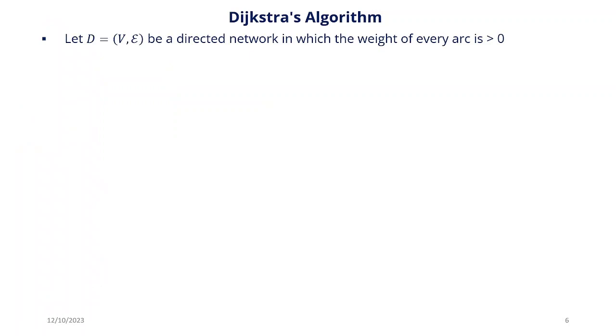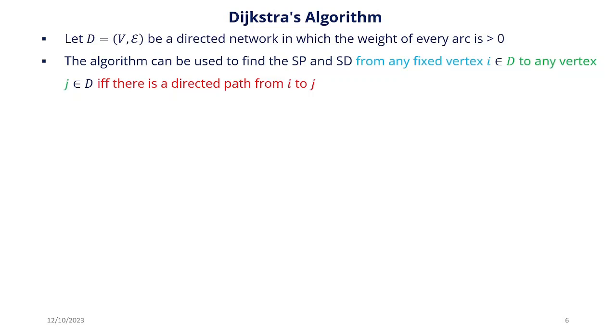Now let's look at Dijkstra's algorithm. Let D equal to (V, E) be a directed network or an undirected network in which the weight of every arc is greater than 0. The algorithm can be used to find the shortest path and the shortest distance from any fixed vertex I in the graph to any other vertex J in the graph, if and only if there is a directed path or a path from I to J.